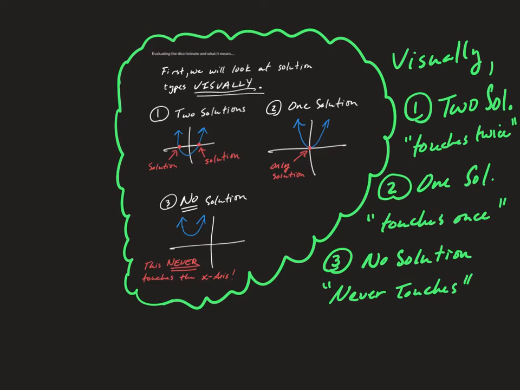All right, so let's recap that. Visually, if you have two solutions, that means you are touching the x-axis twice. If you have one solution, you are touching the x-axis once. And if you have no solutions, you are never touching the x-axis. Very important that you understand what those mean visually, because now there's a way that we can determine what type of solution this is just by evaluating the numbers.